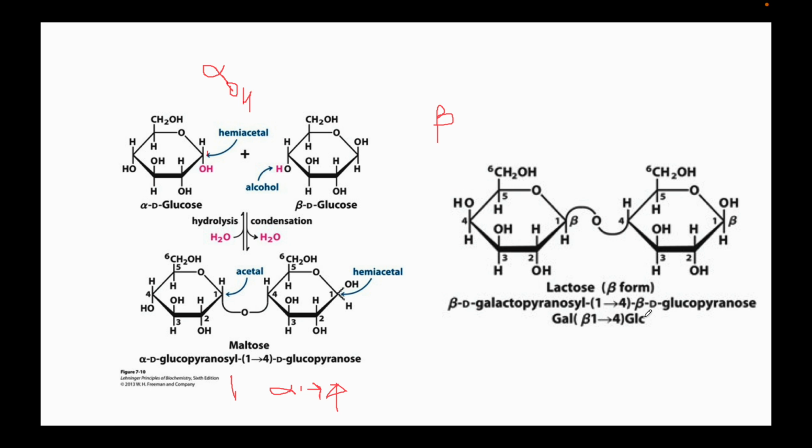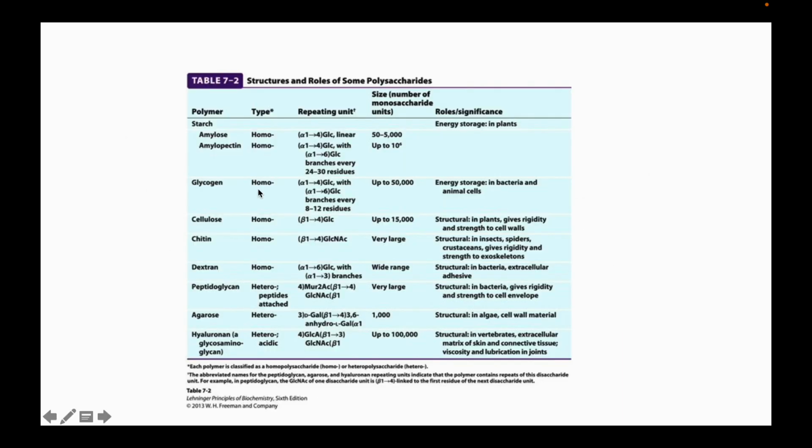can be easily broken. Okay, there are few people who are not able to digest, who are not able to break down this lactose. Those are lactose intolerant people, right? They have some modification in their enzymes. They are not able to digest this beta 1,4 linkage. Okay, so this is Gal beta 1,4 linked glucose. Okay, so this is one of the important tables in the lineages.